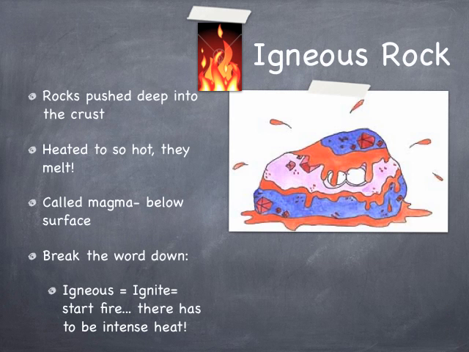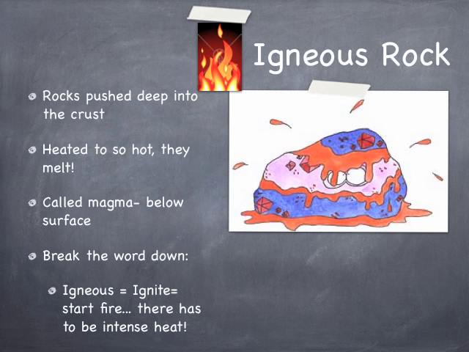Igneous rock. This is one of my favorites. The igneous is pushed deep into the crust. The heat is so hot on these rocks that they actually begin to melt. Once they melt, they're called magma because they're below the surface. If you think of Austin Powers and his arch nemesis, he does the fingers together, as I call them, the nerd hands, and he's like, with my liquid hot magma.